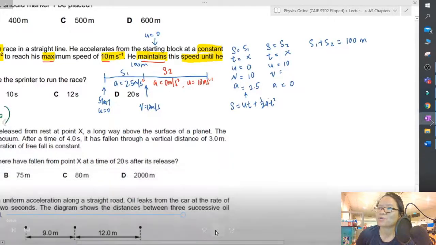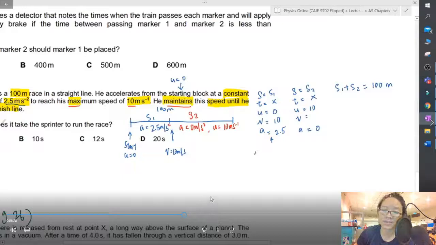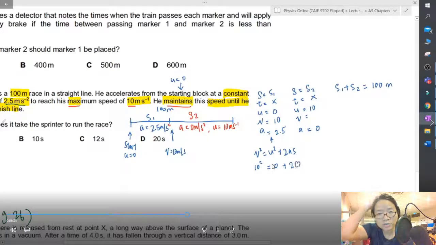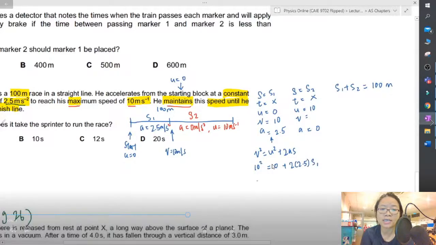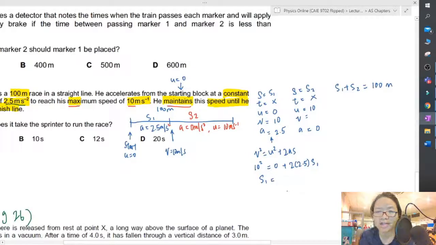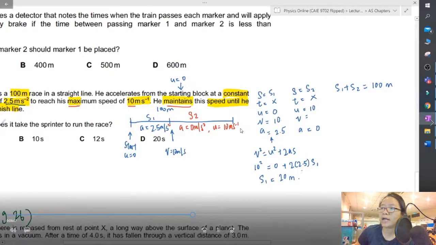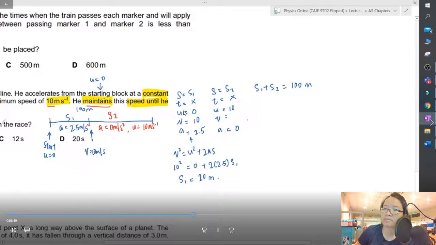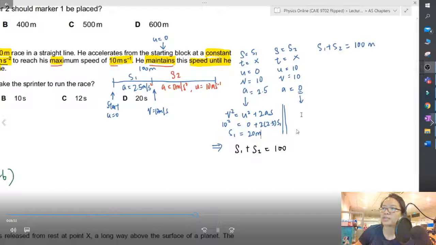So now let's continue. The time is not the same, all right? Anyway, I can use V squared is U squared plus 2AS. What I'm trying to achieve here is to look for my S, how far it has traveled. This S1 here would be 20 meters. And the time period here is not the same, because there's a certain time for S1 and a certain time for S2. Later, I will show you.